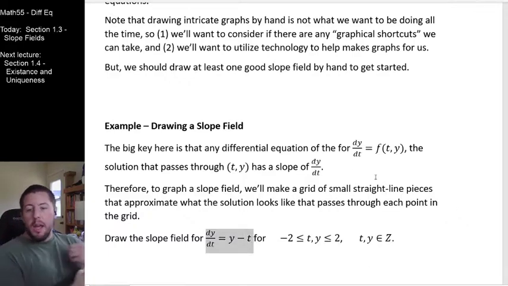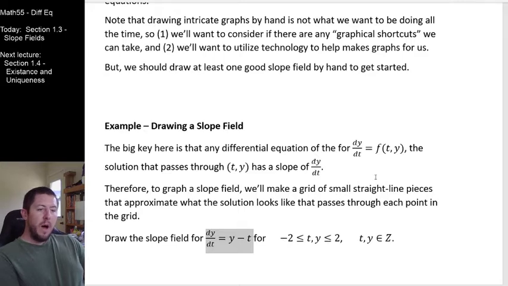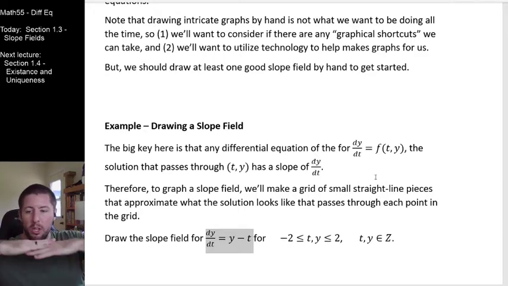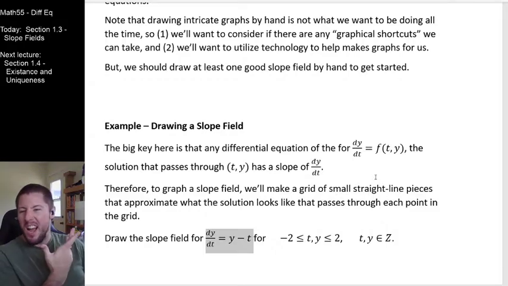The key to drawing a slope field is to understand that for any differential equation dy/dt = f(t, y), the solution that's going to pass through some location in the plane, remember we're looking at a ty plane here, not an xy plane.